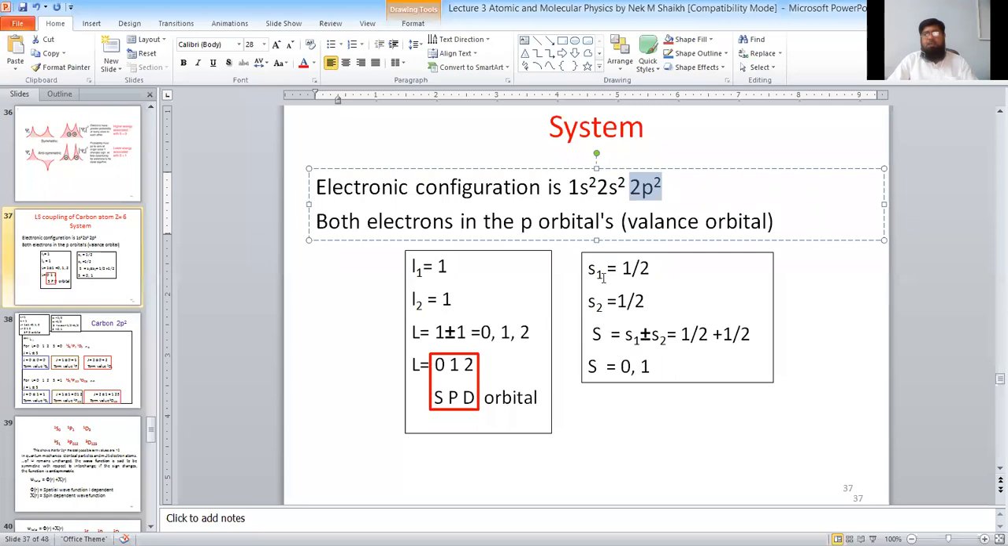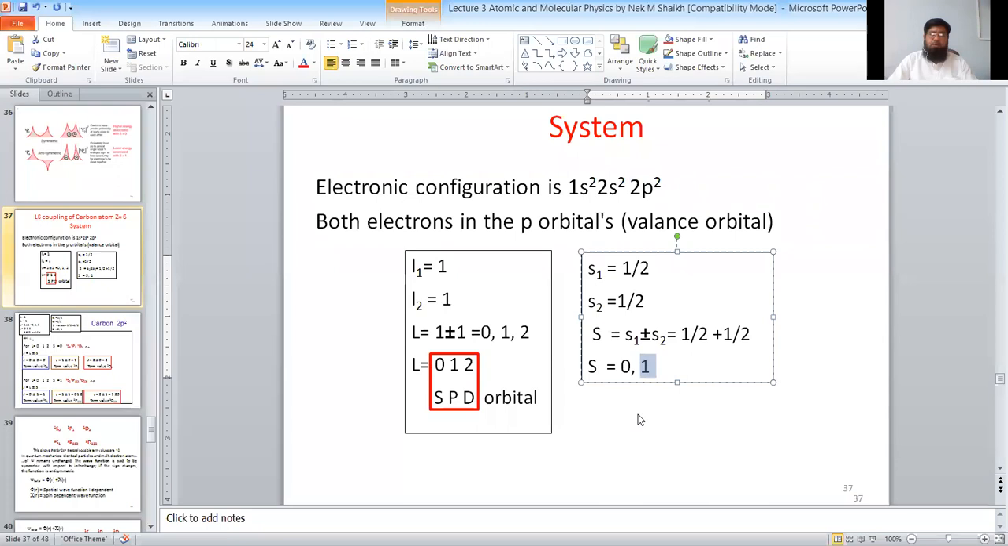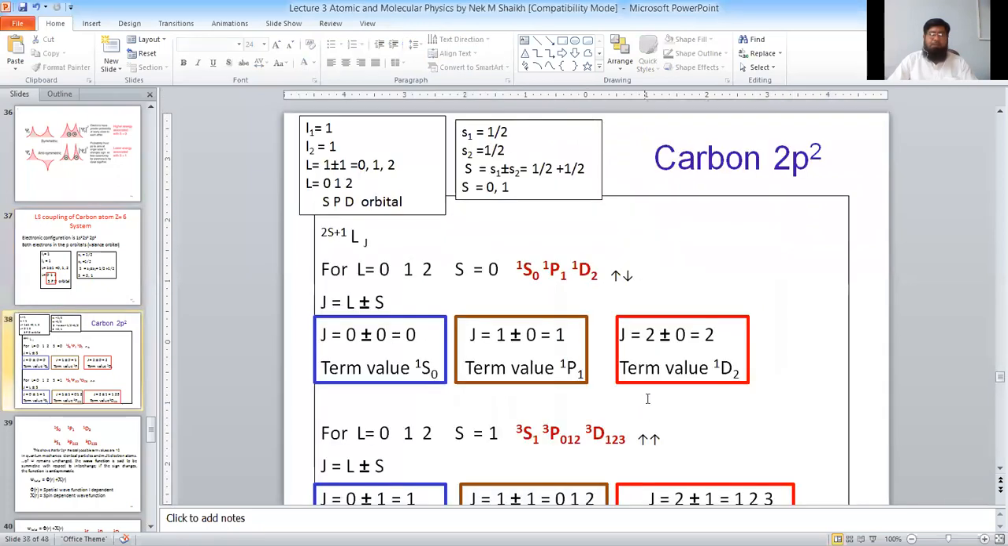Now the spin is 1/2 and the spin is 1/2, the spin of both electrons is 1/2. So the total spin is either 0 or 1. 0 means both are in opposite directions, anti-parallel to each other, and 1 means both electrons have their spins parallel to each other.